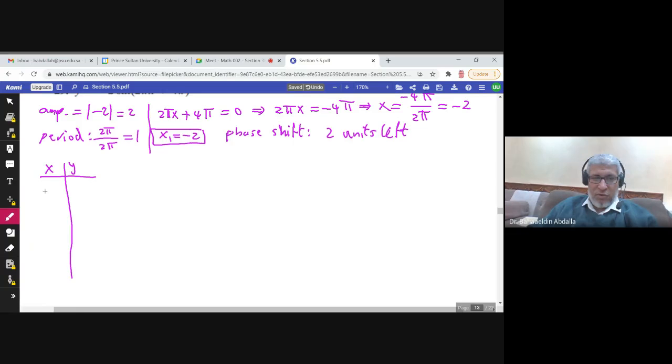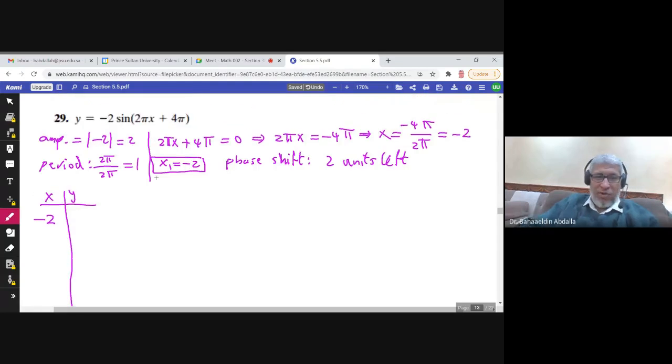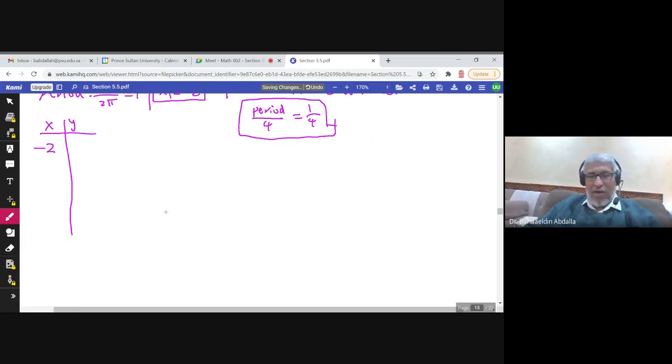x1 is negative 2. I need period over 4. This is period. The period is 1. So period over 4 is 1 over 4. This is my unit of measure. Okay. So I will add 1 over 4. This is negative 8 over 4. So if you add 1 over 4, you have negative 7 over 4. Another 1 over 4, negative 6 over 4. Another 1 over 4, negative 5 over 4. Another 1 over 4, negative 4 over 4, or negative 1.